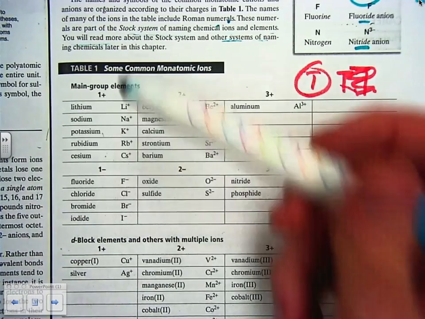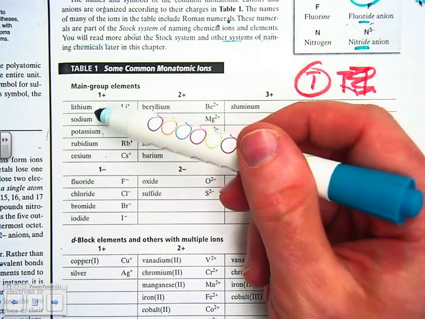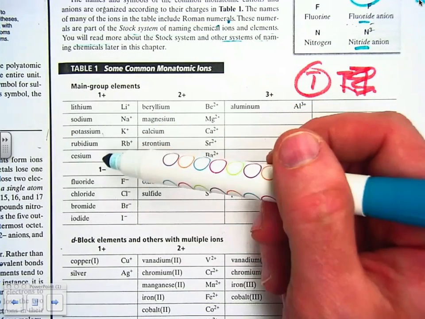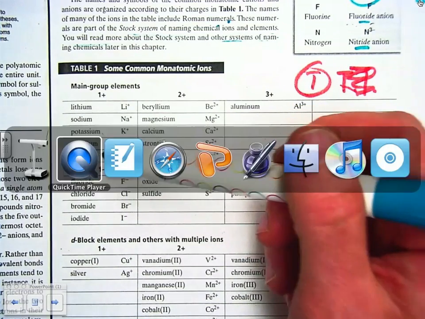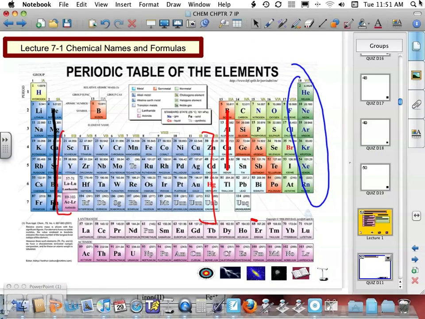Notice the positive 1 charges are lithium, sodium, potassium, rubidium, and cesium. Well, wait a minute, Mr. Worley, that sounds familiar. It should sound familiar because look at group number 1. Lithium, sodium, potassium, rubidium, and cesium, they all lose one electron to form the cations. You bet that group 2 is going to lose 2. Some of group 3 will lose 3, and so on and so forth. I mean group 13. All right?